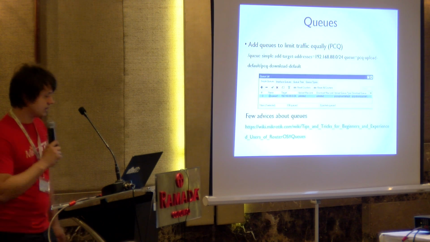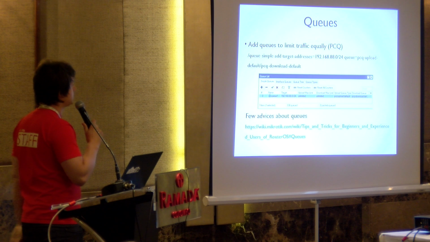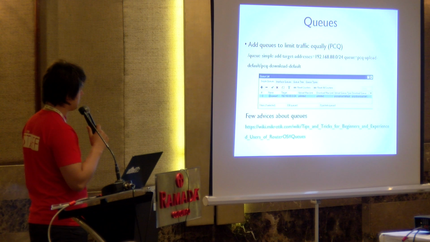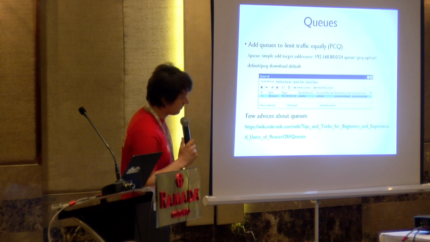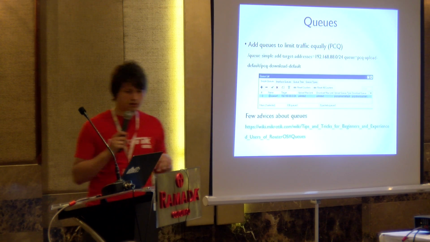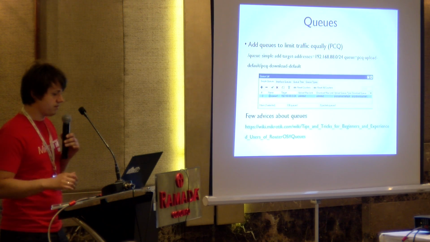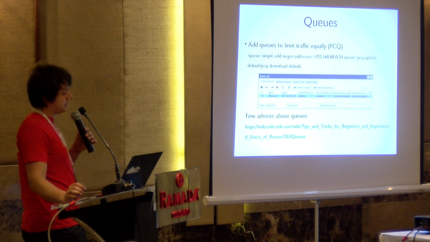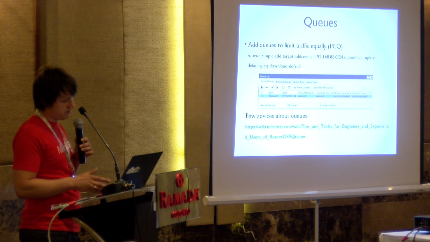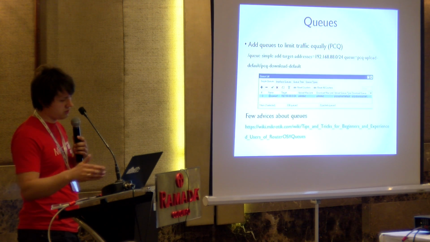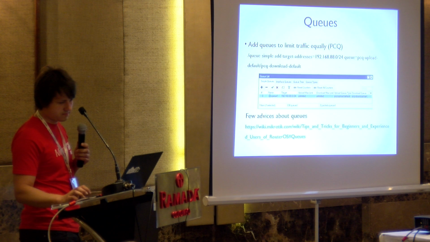And for a more advanced queue configuration, you can use PCQ, which is per connection queues. And how does it work? If you want, for example, to share the network equally to all your guests, you can just add this rule, and the traffic would be split equally between all your customers.